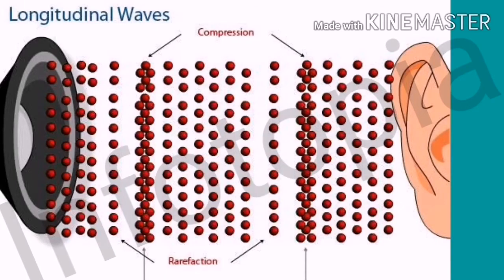And the longitudinal wave has rarefactions and compressions. The compression of a wave is where the particles are closest together, while the rarefaction is where the particles are furthest apart.